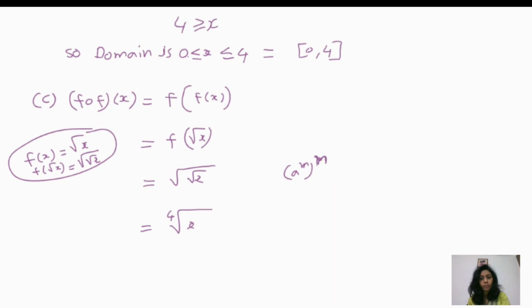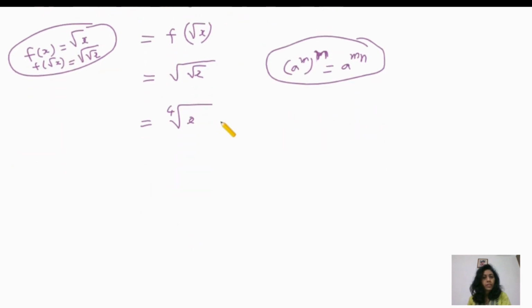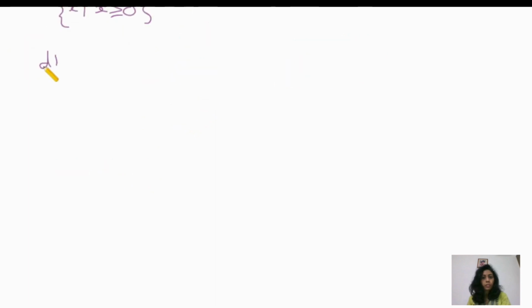Power to the power, multiply. Sorry, this is n. So a to the power m, multiplied by n. This rule we applied here. Okay, so here the power is even. So what is the domain? Here the inside value, the x value, can be positive. So x can be 0 or more than 0. So this is the domain: x such that x is greater than or equal to 0. This is the domain of this function.